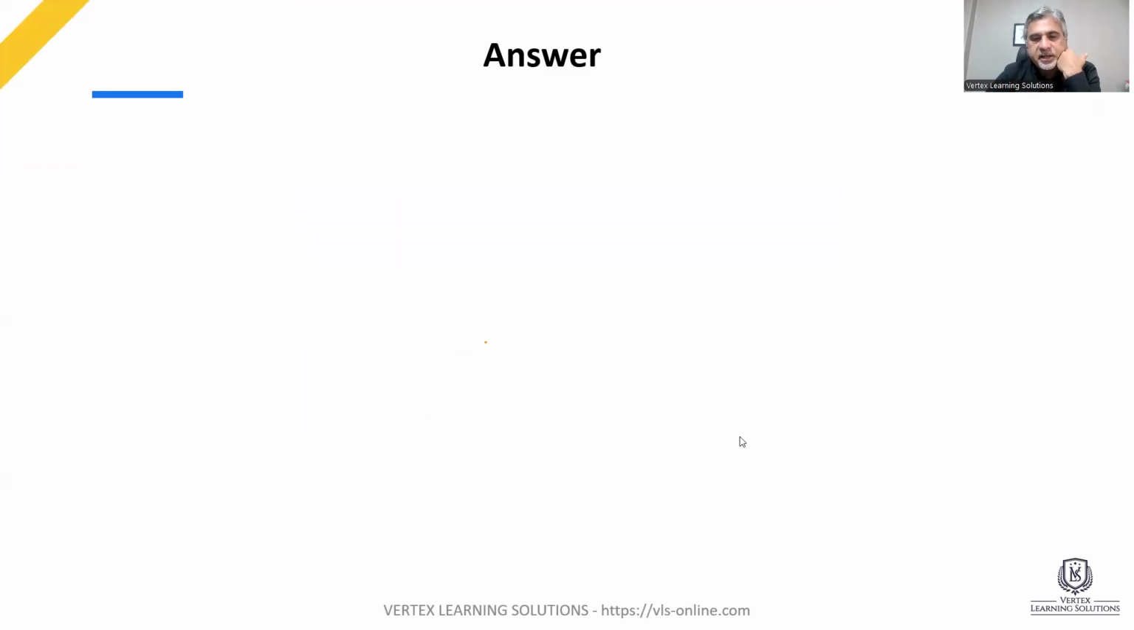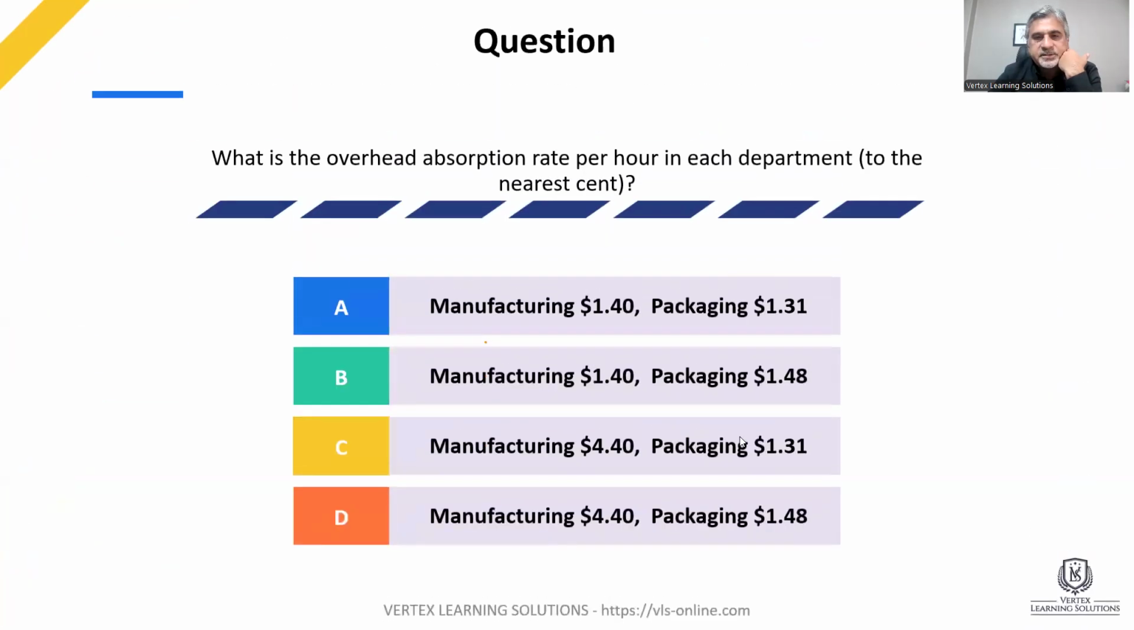If I come back here and see the options, B, 1.4, 1.8, manufacturing labor hour and machine hour. Yeah, so that's the answer. All of these are not the options, and option B is the answer. So this is how you will calculate your OAR and then absorb it into the final product.